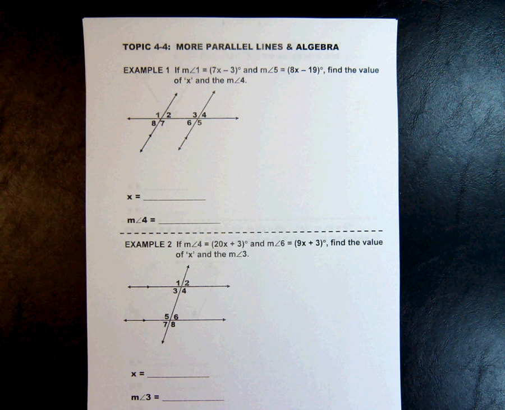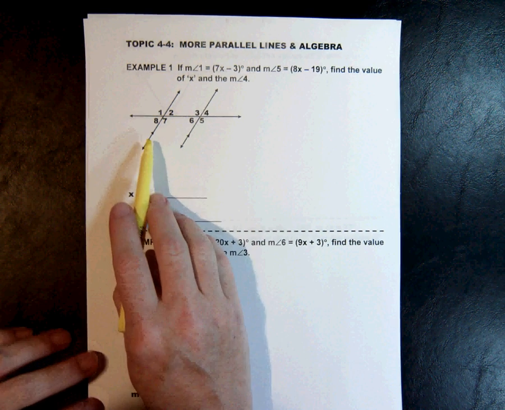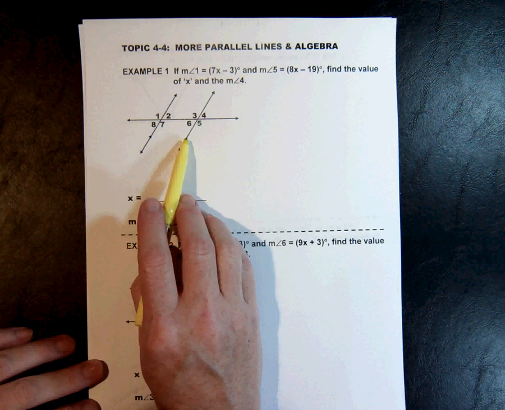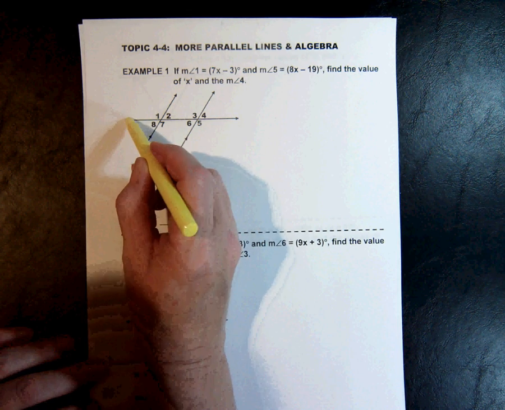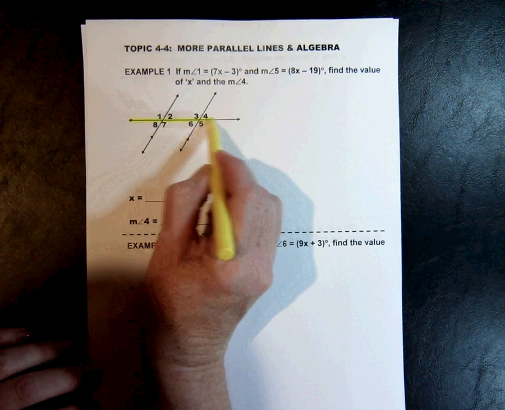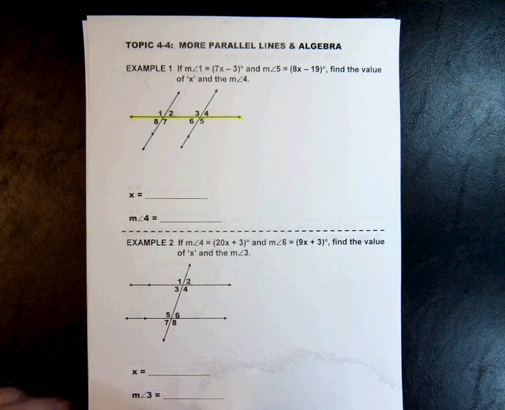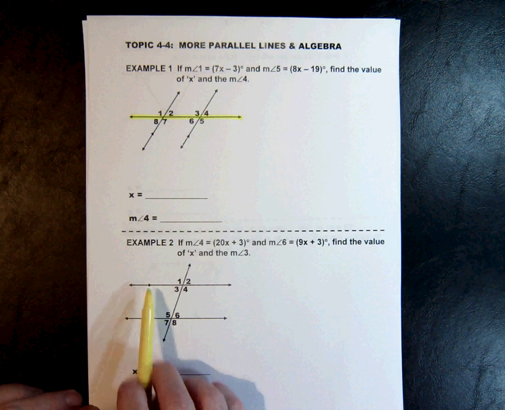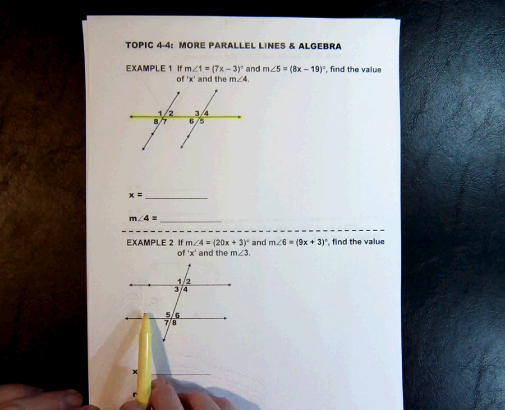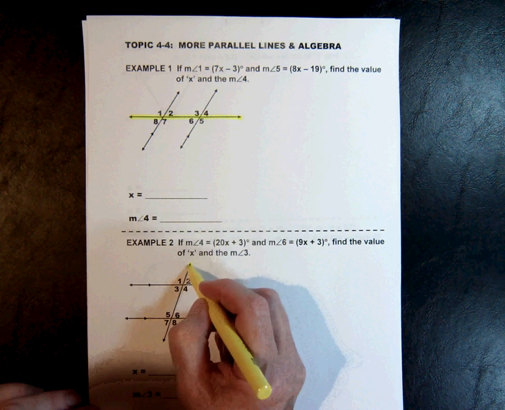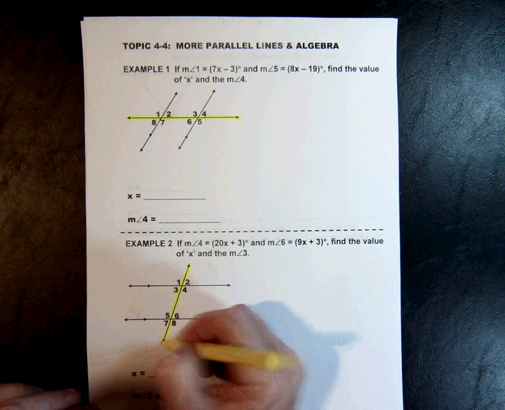Okay, it's good to get a highlighter and highlight our transversals. So I'm going to go ahead and do that for both of these. If these arrows denote my parallel lines, then the transversal that cuts it is this one right here. Same thing with Example 2, these two denote the parallel lines, so the transversal is this line right here.